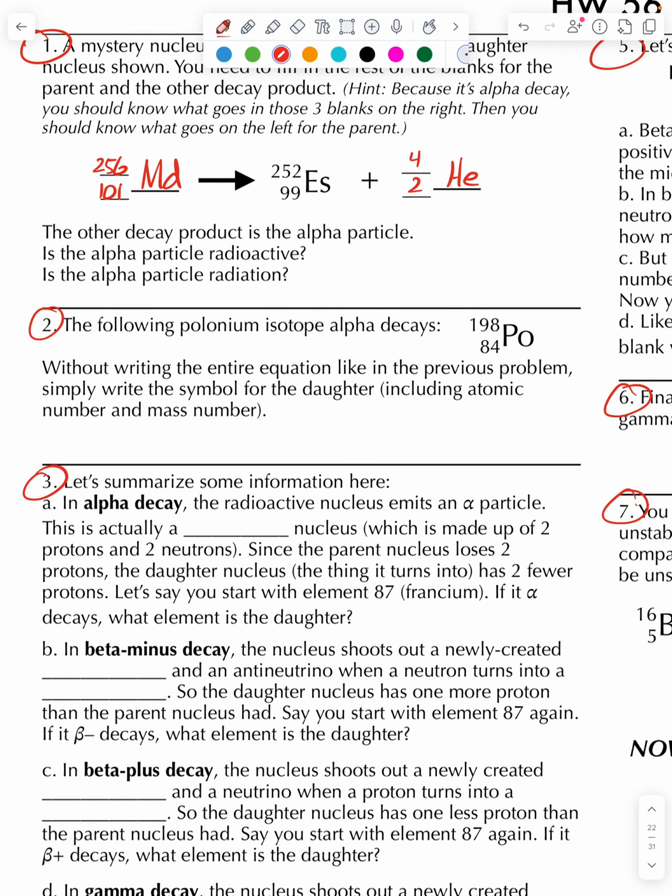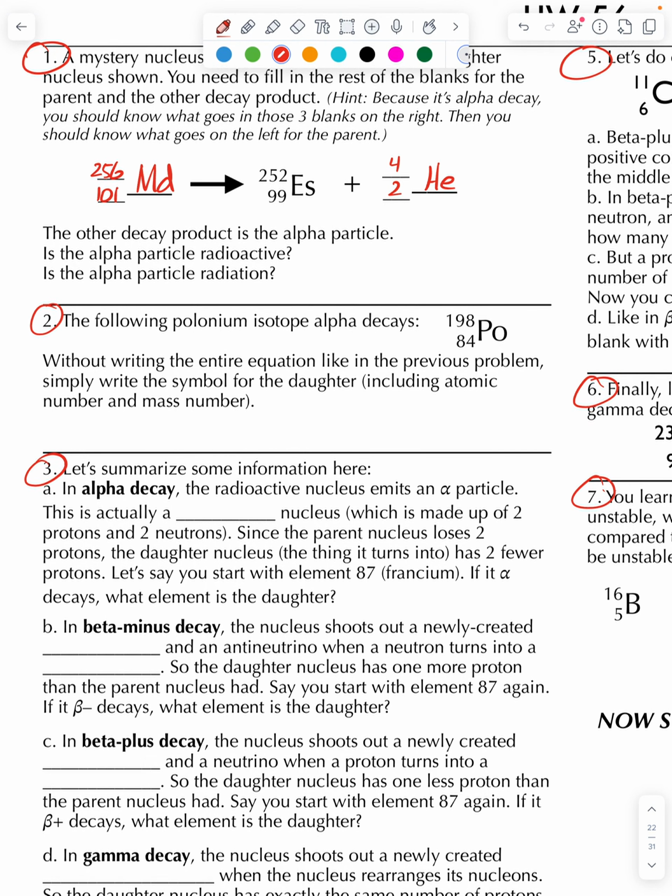Here's a kind of problem I could ask. Again, I don't have a lot of space to ask a bunch of radioactivity questions. Without writing the entire equation like in the previous problem, simply write the symbol for the daughter if this is going alpha decay. So remember, in alpha decay, it's losing 2 protons plus 2 neutrons. No, I didn't say that wrong. It loses 2 neutrons, but it's losing 4 nucleons altogether.